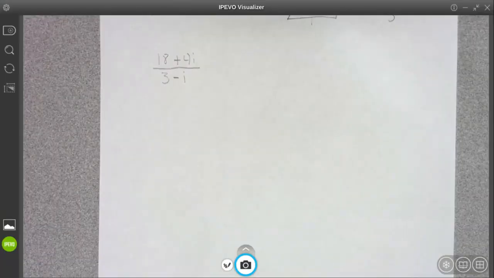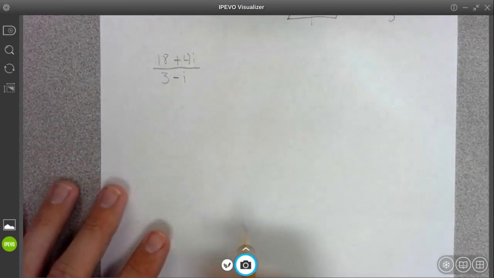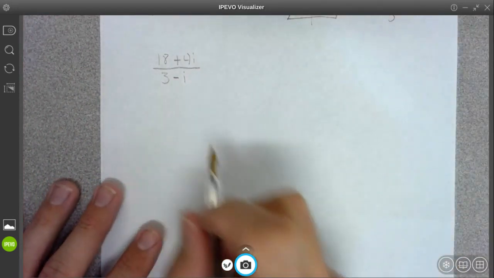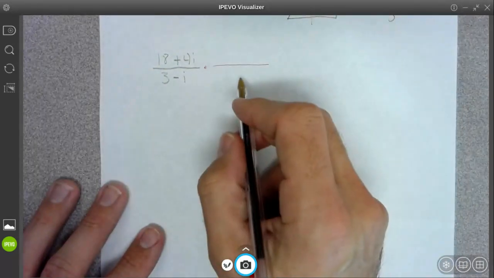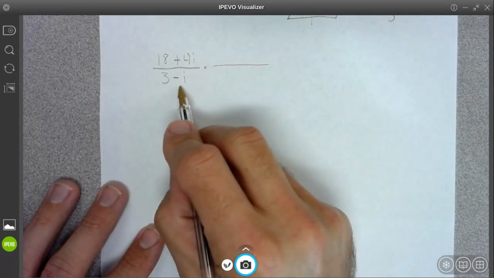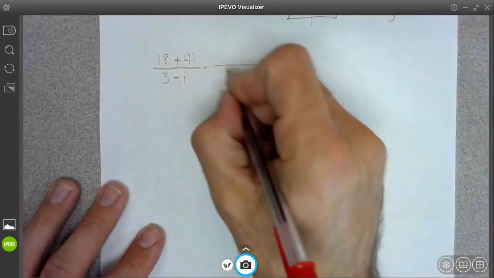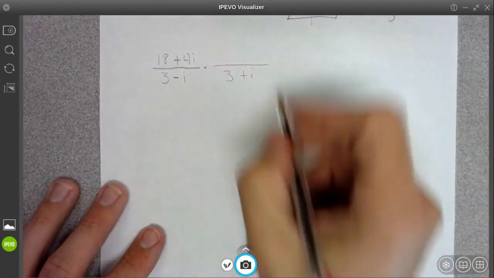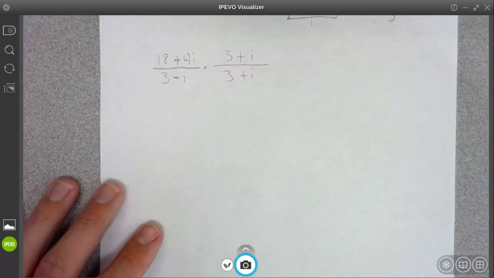Alrighty, one more example here. Just dividing by this complex number. All right, so to do this, remember we got to get rid of the imaginary part. So to get rid of the imaginary part, we're going to multiply top and bottom by the conjugate of 3 minus i. Well, the conjugate of 3 minus i is 3 plus i. So you end up multiplying top and bottom by 3 plus i.